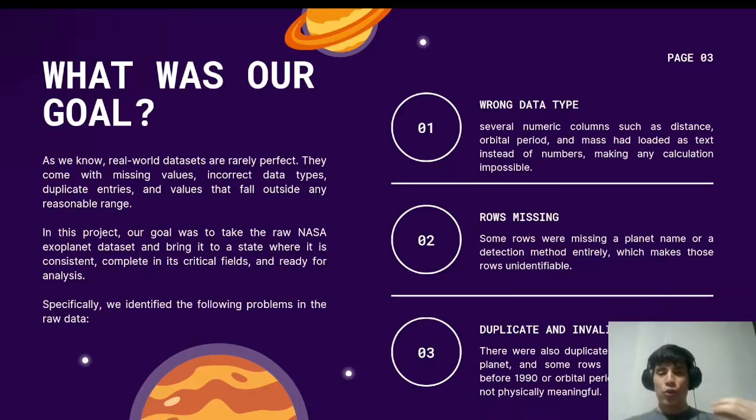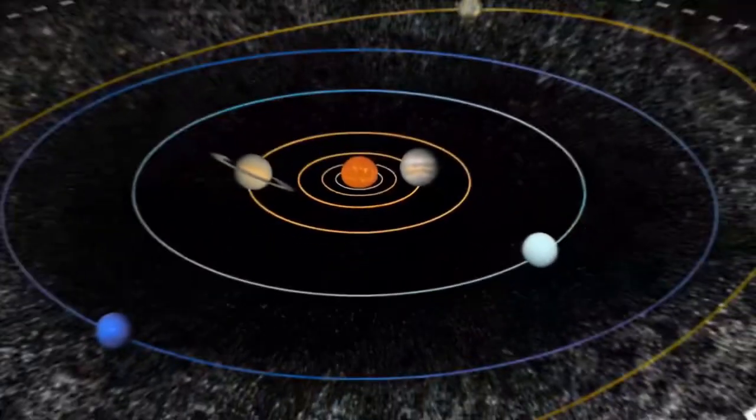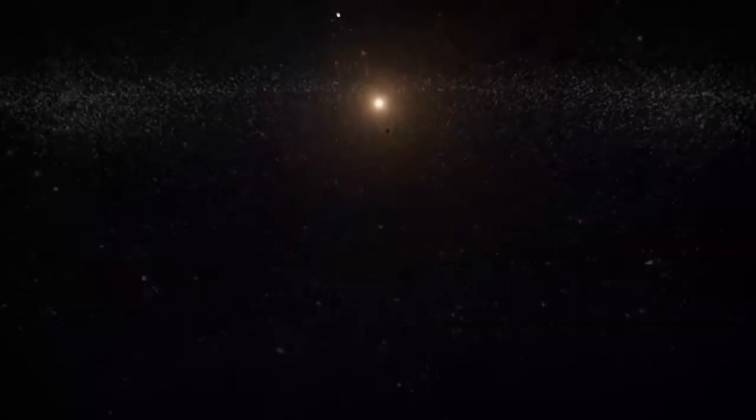First, several columns had the wrong data type, such as the distance, the orbital period, and the mass had text loaded instead of numbers, which made any calculations impossible. Secondly, some rows were missing either the planet name or a detection method. And finally, there were duplicate and invalid values. Some planets had duplicate entries, and some values like orbital periods were equal to 0, which is not physically possible.